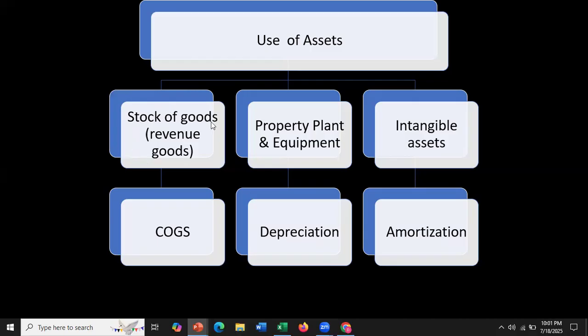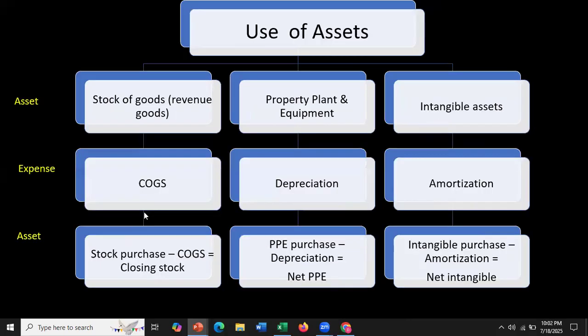So this is unexpired benefit. Assets are unexpired benefits. Property is an unexpired benefit. Intangible asset is an unexpired benefit. But the part of these assets which is used during the accounting period becomes expense. So this cycle of asset, expense, and asset is what you see in most businesses. Stock of goods purchased minus cost of goods sold is the closing stock. Once again, that will be an asset because it will be used in future. Property, plant, and equipment purchased is used in the form of depreciation. Then the balance is net property, plant, equipment, which is an asset.